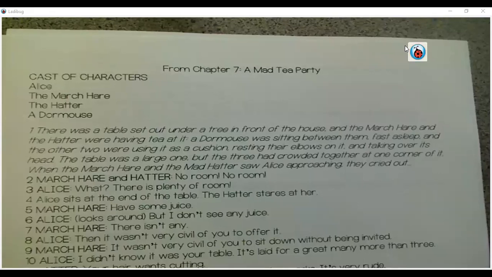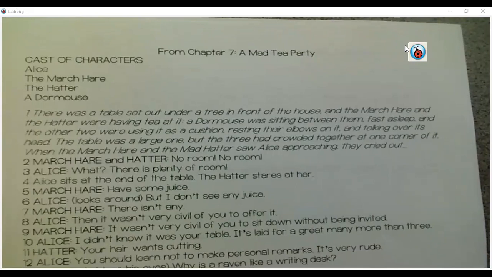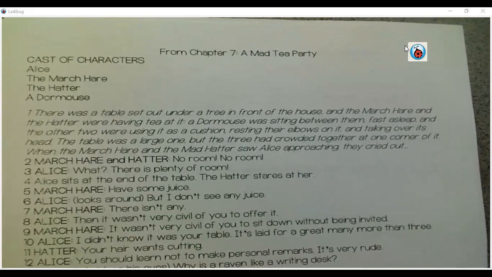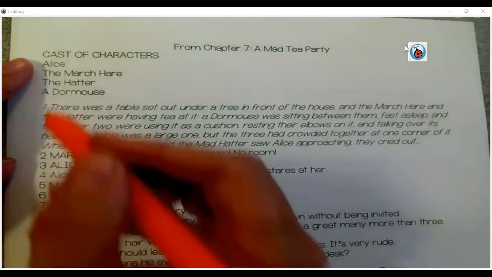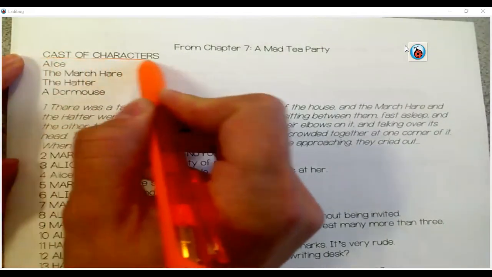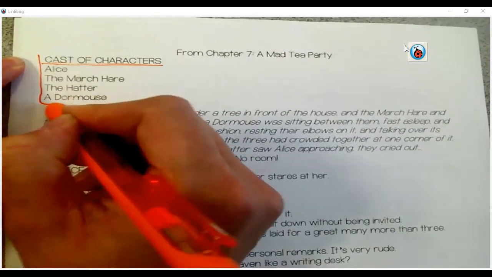All right, fourth graders. Here is our text today. So it says from chapter 7, A Mad Tea Party. Right away, I see major differences when I'm looking at this text compared to the text that we worked with so far this year. I'm going to go ahead and point out those differences now. So the first thing that catches my attention is that I have a cast of characters. Anytime you see a cast of characters listed, it is a drama.